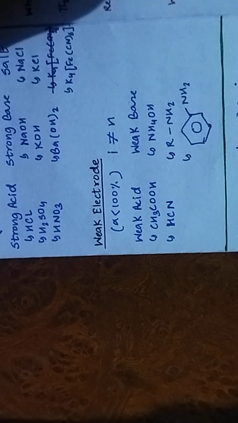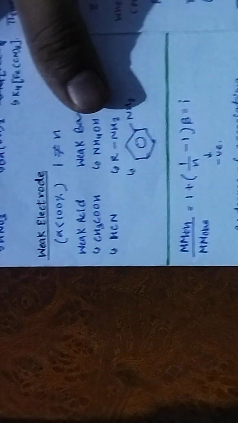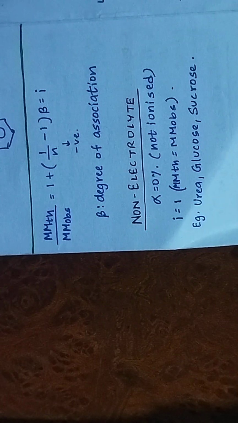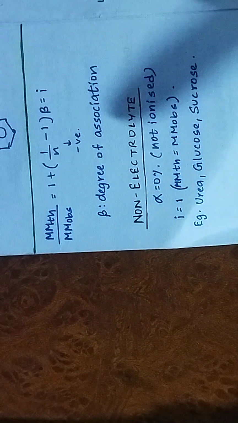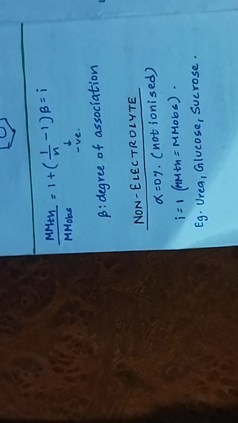Okay, now this was for ionization or dissociation. What about association? For association, you have a different formula, that is, molar mass theoretical by molar mass observed is equal to 1 plus (1/n minus 1) beta, which is equal to i. There the formula was 1 plus (n minus 1) alpha. Now here, n is replaced by 1/n. And this is the degree of association, that's beta.